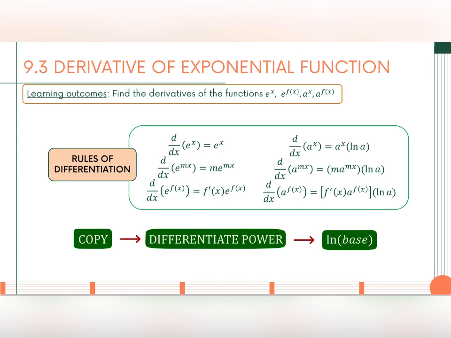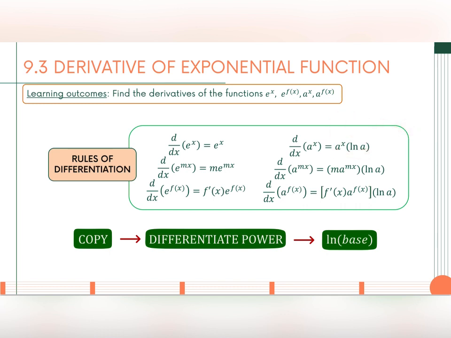Okay, so ini untuk e to the power of x. Sekarang kita cuba tengok kalau a to the power of x pula macam mana. So we differentiate a to the power of x. First salin, darab dengan differentiate power. Differentiate x, kita dapat 1. Darab dengan ln of the base. Base kita apa? a. So bila simplify, dapatlah jawapan a to the power of x multiply by ln a.